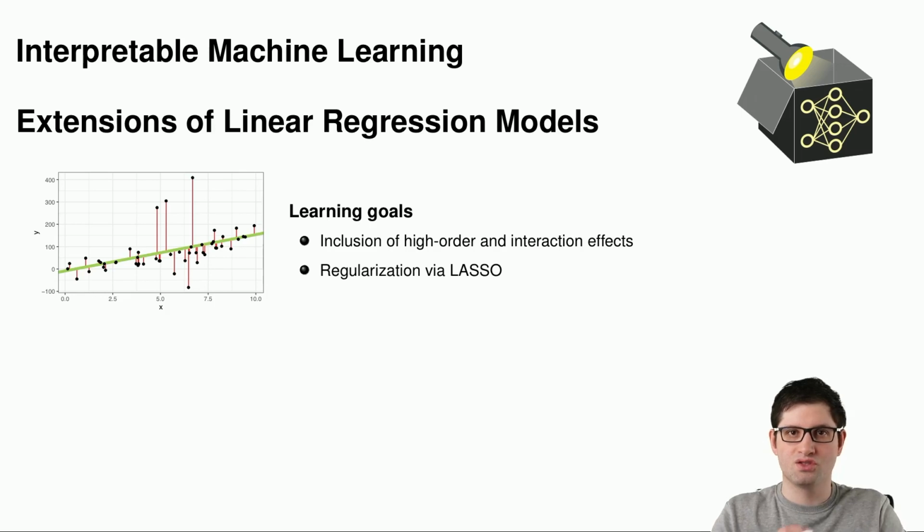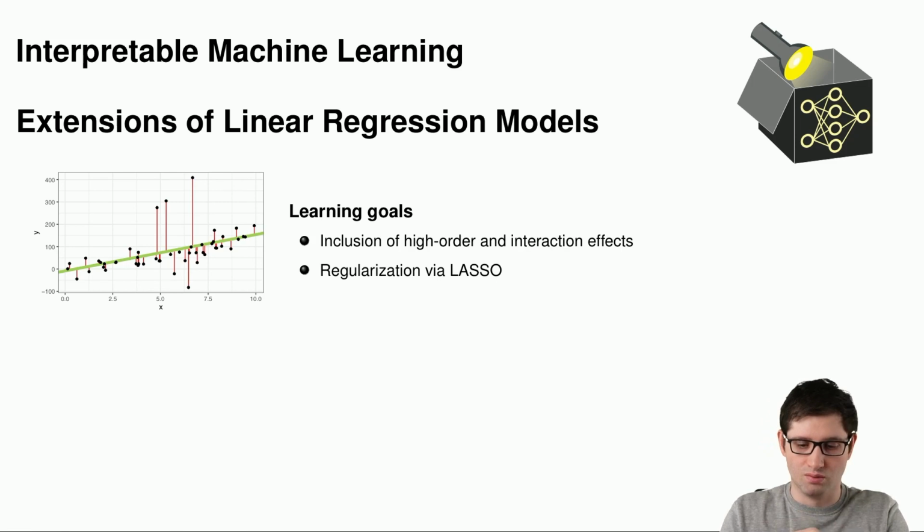Hi, in this session we will discuss two important extensions of linear regression models. The polynomial regression that allows us to also estimate higher order main effects and interaction effects, and another extension that allows us to reduce the number of estimated coefficients using regularization, which is called the LASSO model.